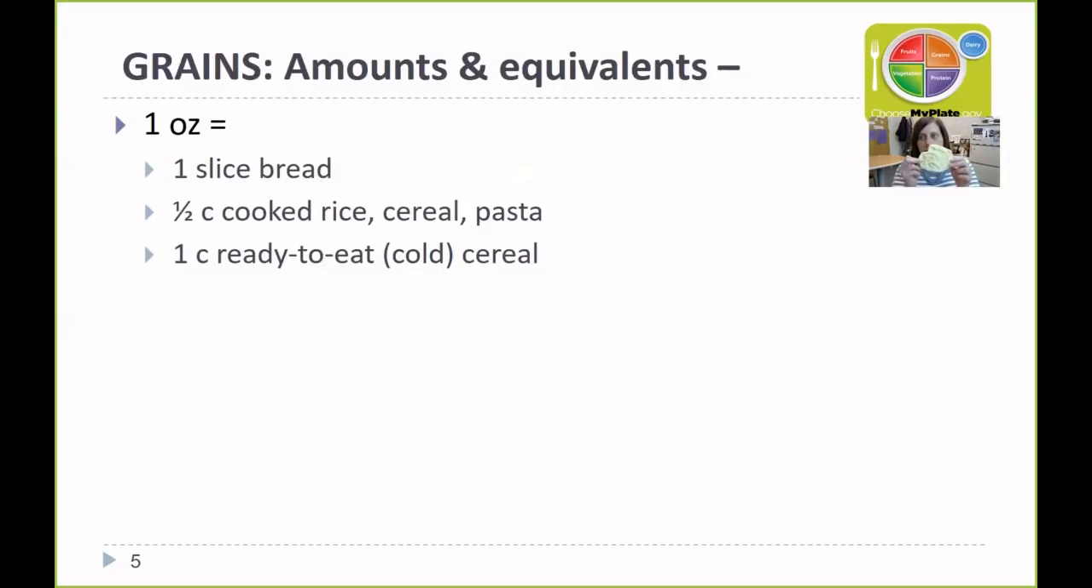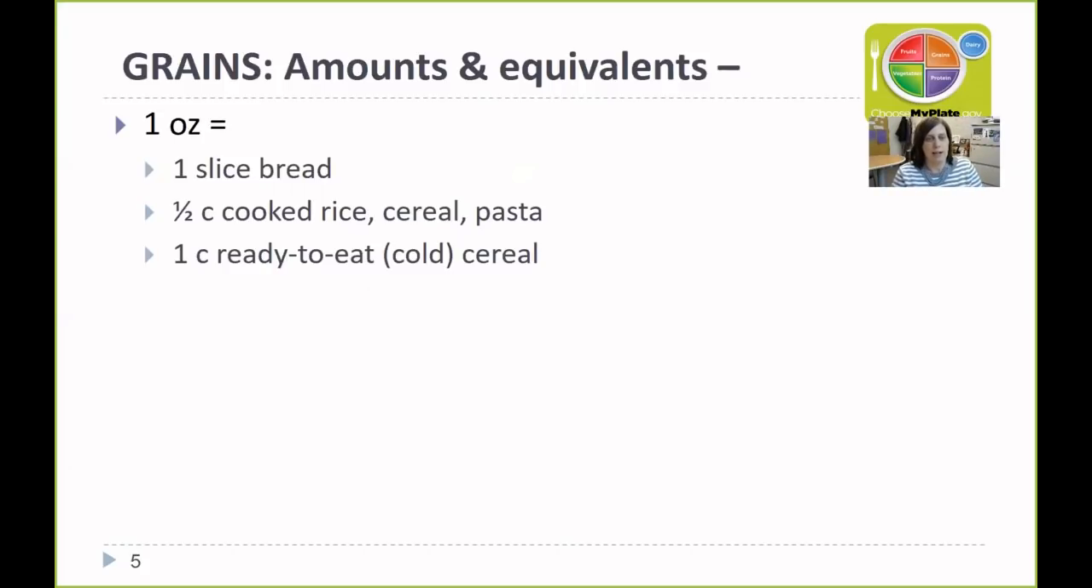So this is a food model to show you, and hopefully you can distinguish that this is spaghetti. And this is actually a 1/2 cup of spaghetti. Now, pay attention and make note that it's actually being spread out. So it may look larger than what you think, but this actually is a 1/2 cup equivalent. So this would be a 1 ounce grain equivalent.